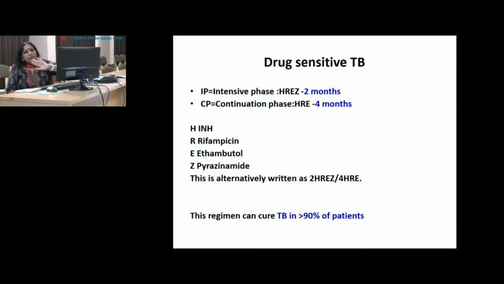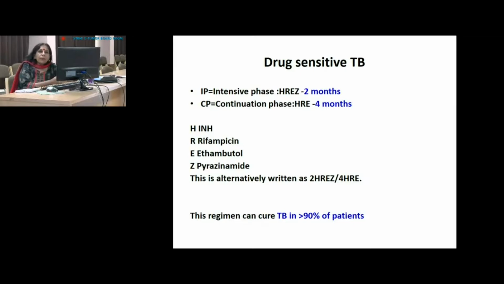I have let this slide remain while I'm having water for the reason that you can all look at this slide. It's a very important slide. Everybody must remember this protocol. You can take a picture, keep it with you always, and look at the picture when you have to treat a patient. So the standard regimen for drug-sensitive TB is for 6 months.